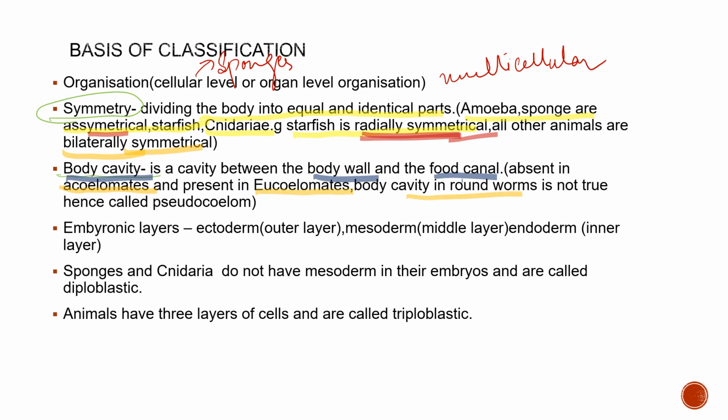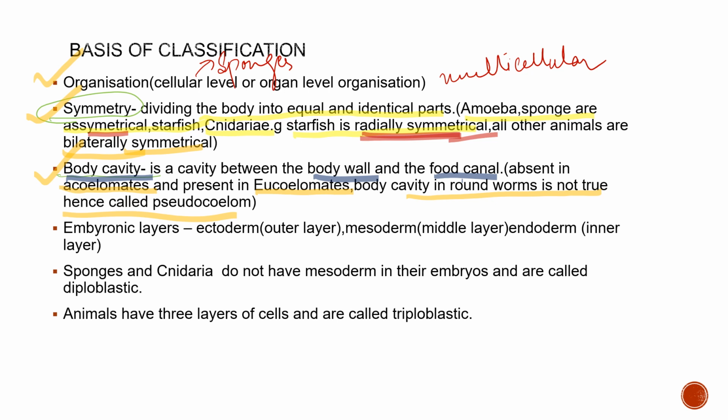The body cavity in the roundworms is not a true body cavity, so it is called a pseudocoelom. That is, it is acting as a cavity, but it's not a true cavity. It's not a cavity between the body wall and the food canal. So for the basis of classification, just remember what it depends on. First is the organization, then the symmetry, next comes the body cavity. If you remember the basis of classification on these points only, it will be easier for you to memorize all the categories of phylum with each of their characteristics.